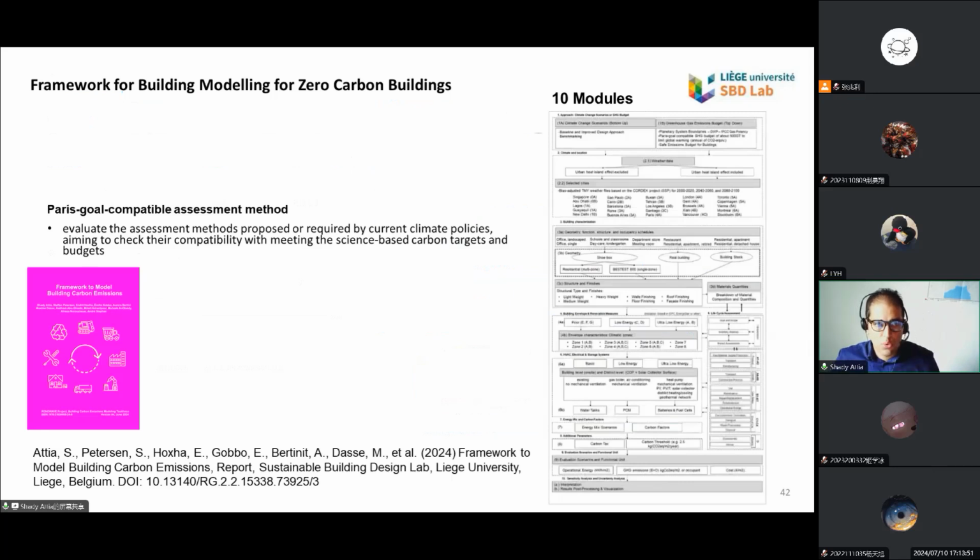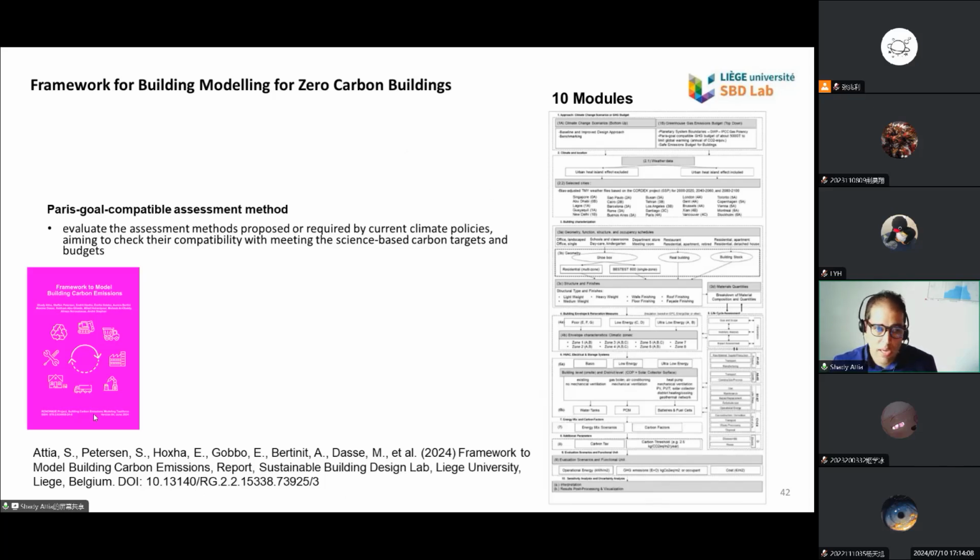So this brings us to the framework that we are working on. We developed a framework that was just published last month in June. This framework is called the Framework to Model Building Carbon Emissions. And we have a report, it's open access.